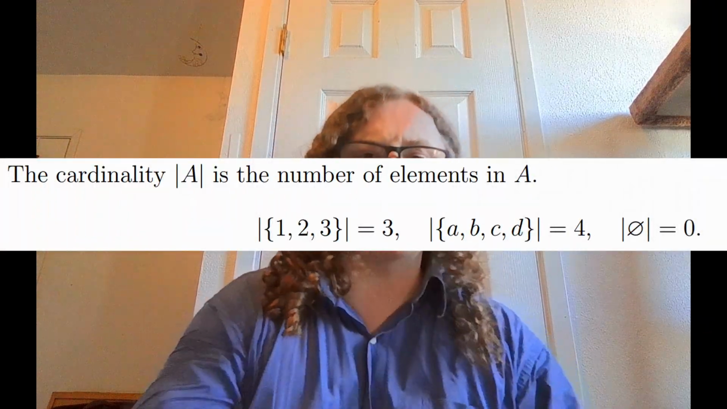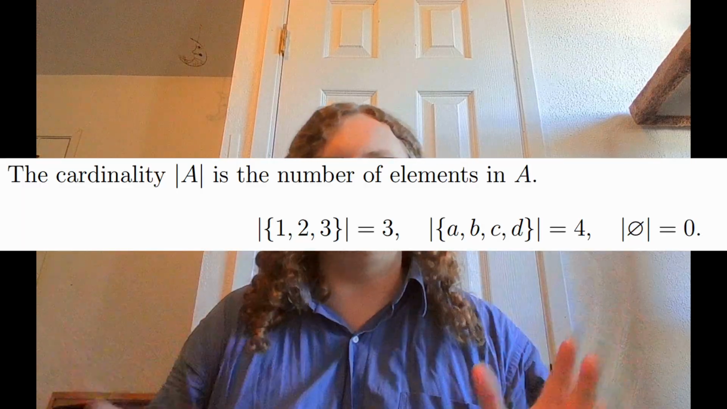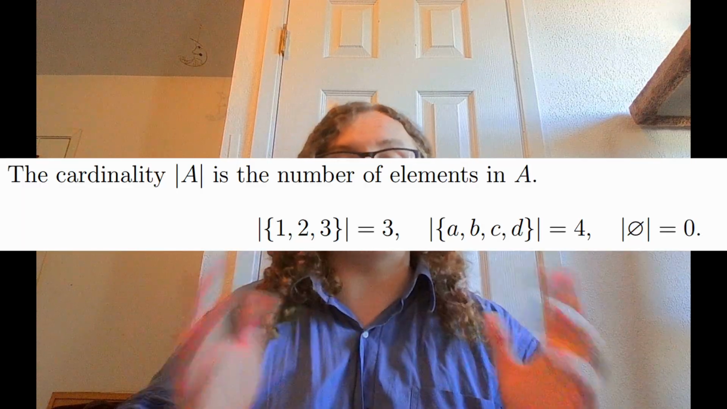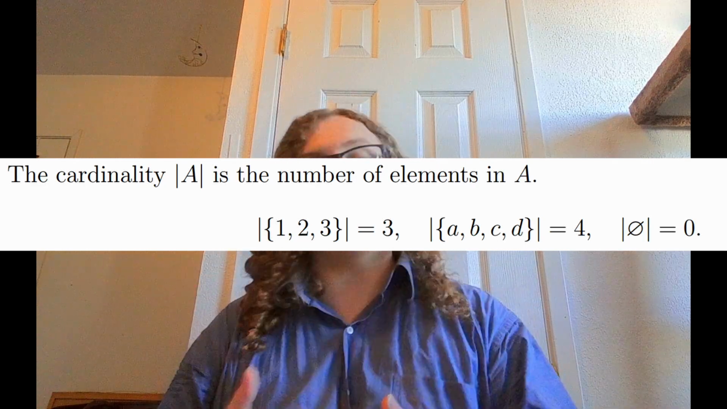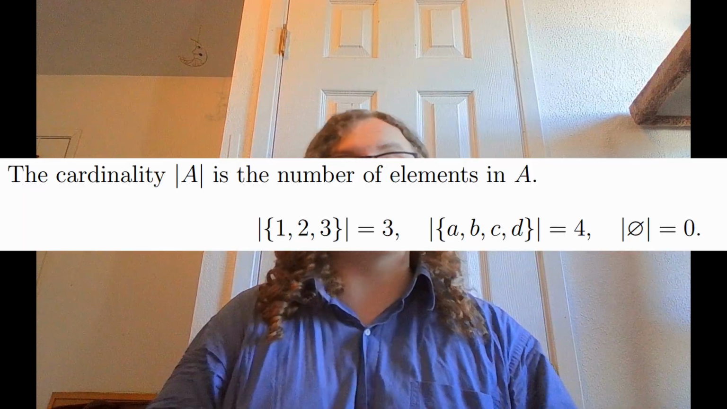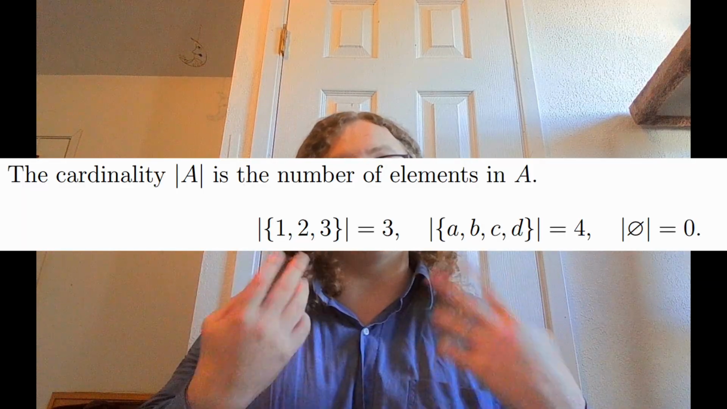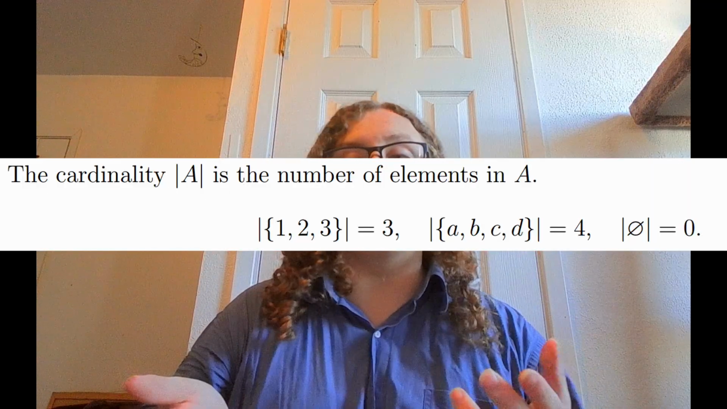The cardinality. When we say cardinality, we're talking about the size of a set. The cardinality of the real numbers is infinite. The cardinality of the integers is infinite. The cardinality of a set A is the number of elements in A. The set {1, 2, 3} has cardinality 3. The set {a, b, c, d} has cardinality 4. And the cardinality of the empty set is 0.